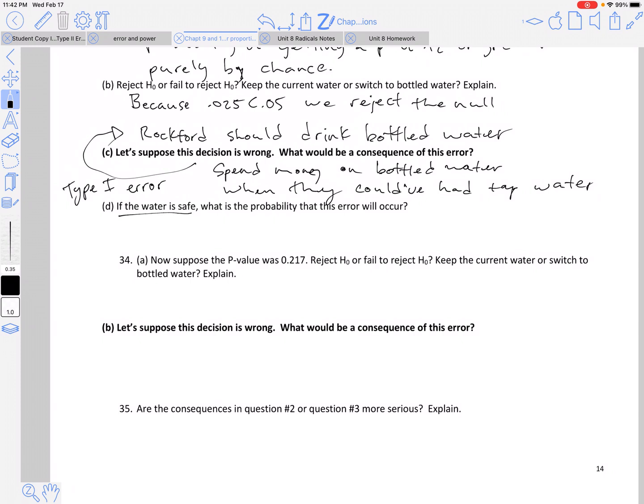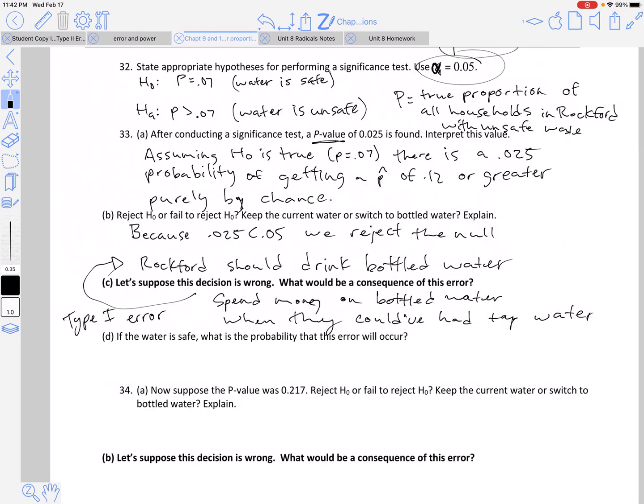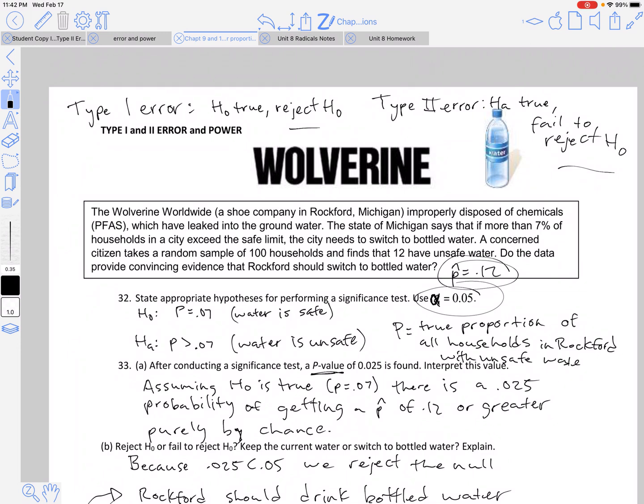So if the water is safe, which I'm saying that it was because the decision was wrong, what is the probability that we're going to make this error? So kind of think about it. What's the probability that we'll reject the null? Well, think of our significance level.